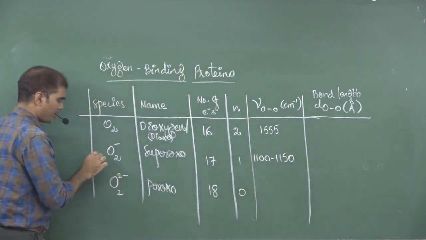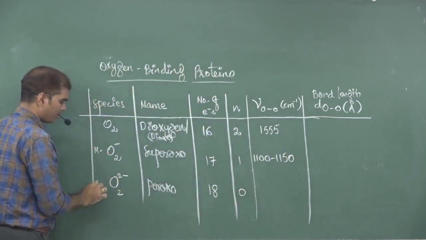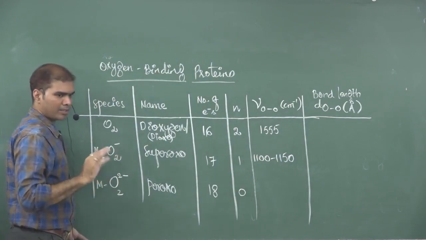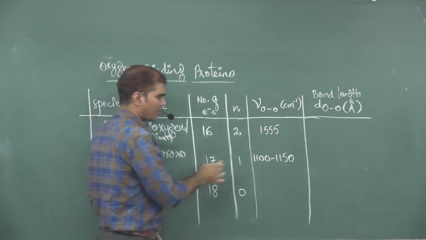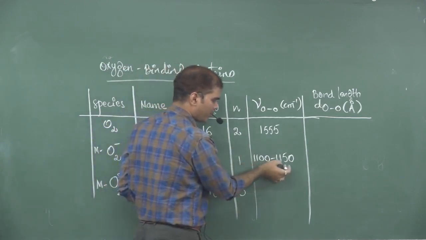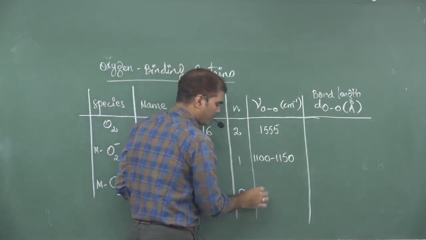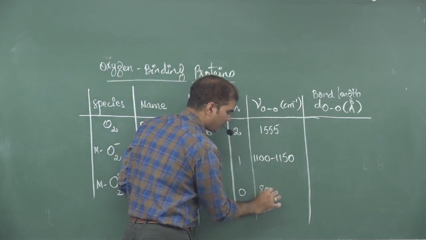So depending on the metal which is combining with it, there will be a range. But for simple dioxygen it is 1,555. For metal superoxo it can range from 1100 to 1150. And for metal peroxo it will range from 800 to 900.